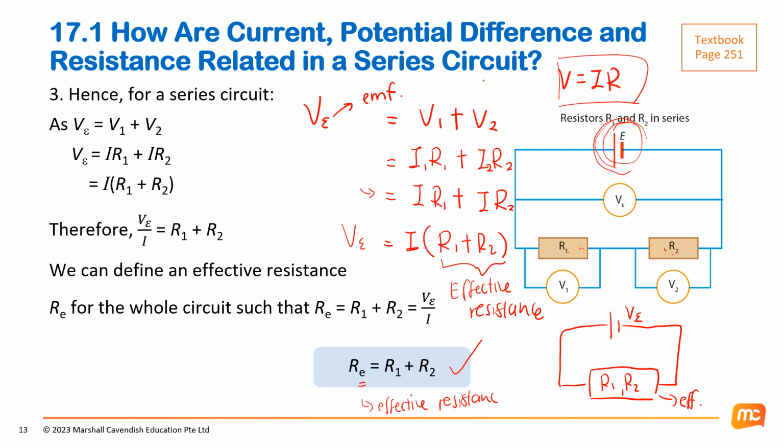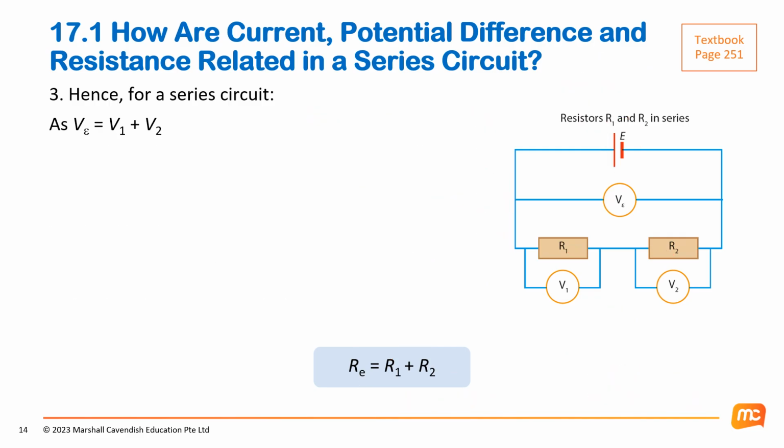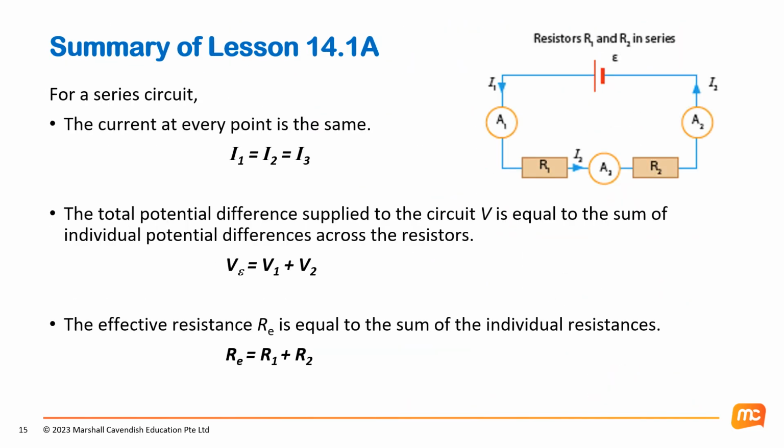Okay, so take note, in physics we usually use subscripts to name our variables, because all of them are R, but they are not the same value. So how can we differentiate them? We will use these subscripts. So RE equals R1 plus R2. Okay, so this is the key summary for a series circuit. Pretty consistent with what you have already learned in lower sec science.